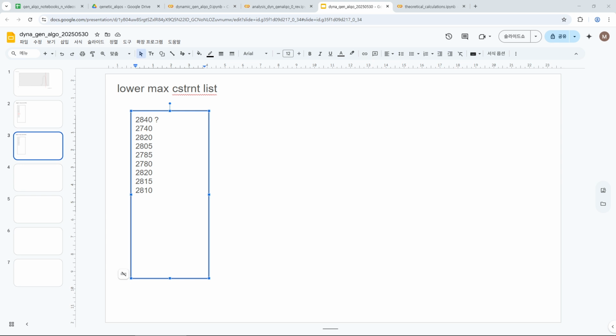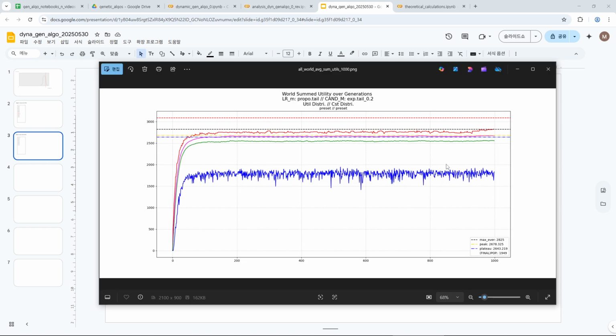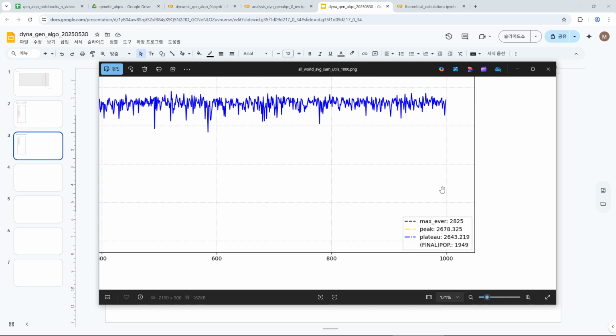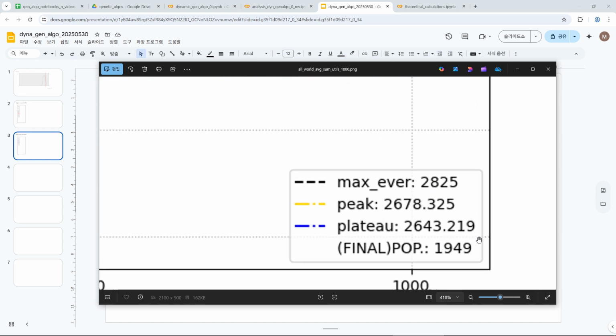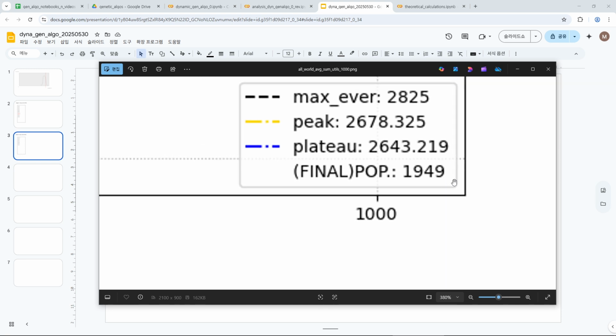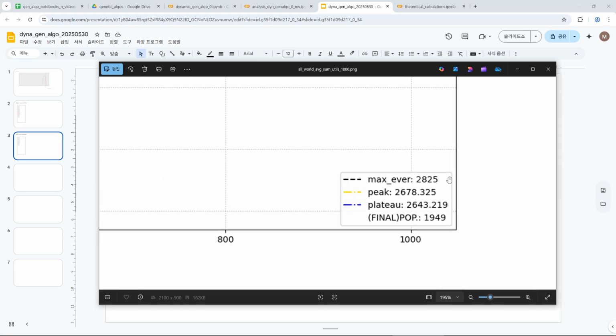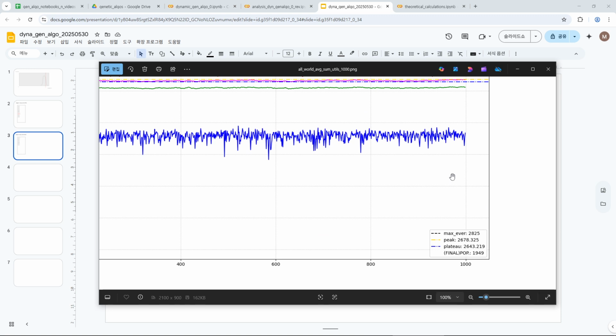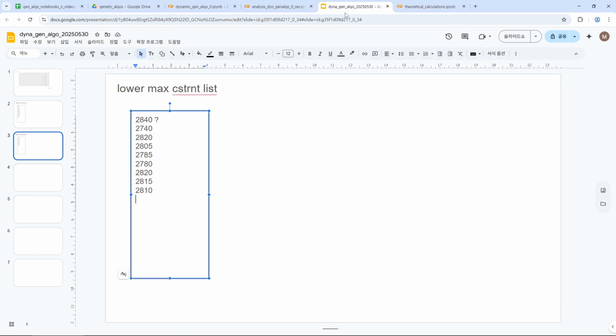And the next one is still the same, but now we have double the population. So now it's 2825 when the population is close to 2000. See, and now the final population is 1949. So we had 51 entities struck out. Well, struck out and limited, but then again, I think I covered that. So there's 2825.